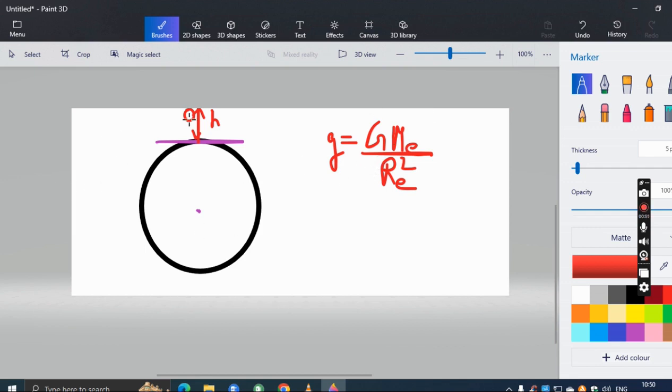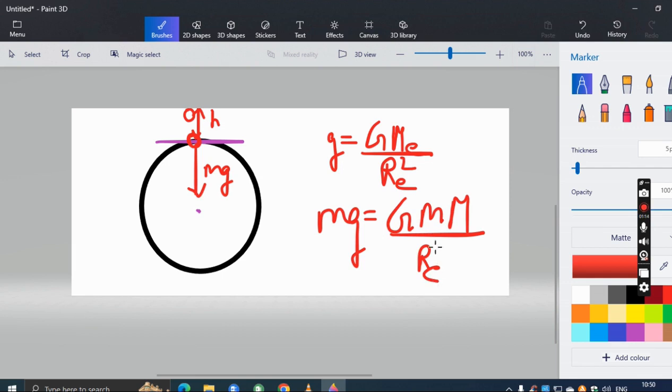Now, how did we get this formula? Well, let's say the object is on the surface, so there is its weight mg, and there is also gravitational force acting between these two, that is G times M times the mass of the Earth divided by the radius of Earth square. mg is equal to GMm by Re square. So m and m get cancelled. So g is equal to G times the mass of the Earth divided by the radius of the Earth square.